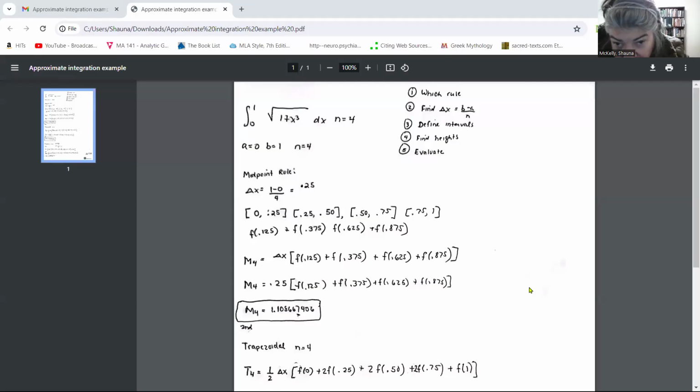Good morning, everyone. This is Shauna, and I'm here in this video to show you a little bit about a technique called approximate integration. We're going to be approximating the value of an integral rather than using a specific technique to evaluate it directly. So this comes from section 7.7 for those of you who are doing the Stewart book. And this is problem 7 from that section.